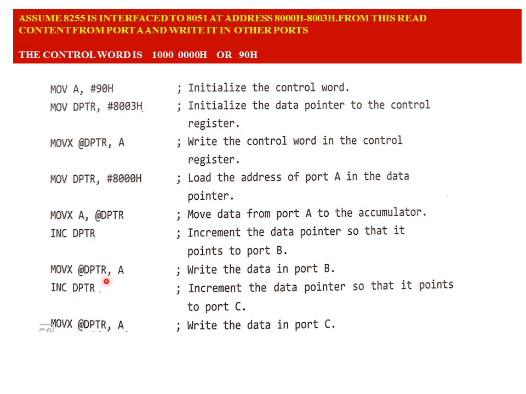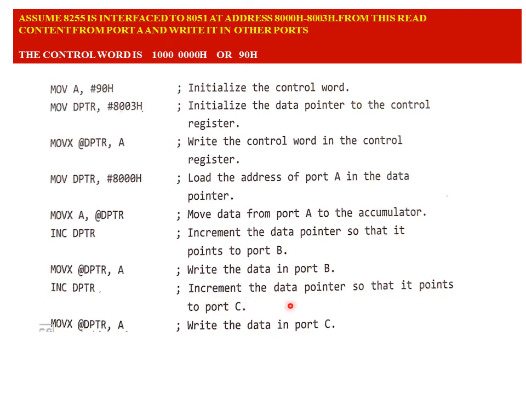The data presented in that accumulator is going to be written into port B. Once you increment that register again, the next address is 8002. What is 8002? Nothing but port C.